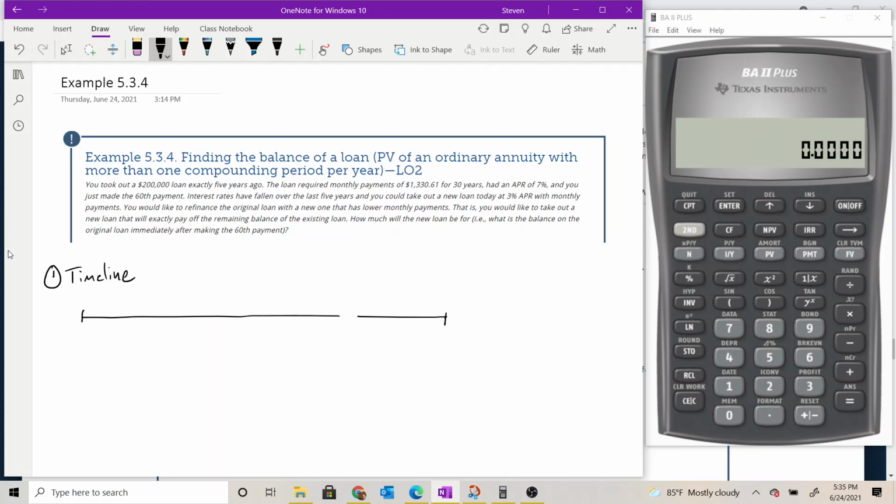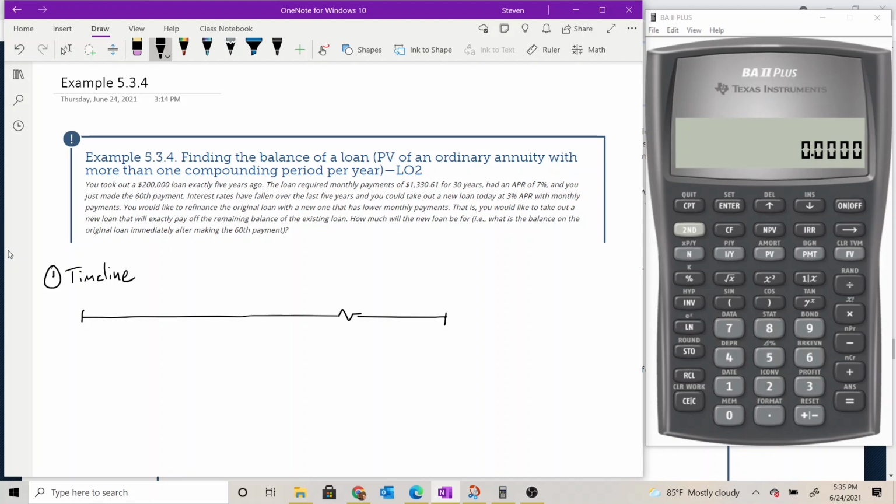We had a loan for $200,000 that we took out 5 years ago. The original loan was for 30 years, but we've been making monthly payments for 5 years. So that means we've made 60 payments over the last 5 years. 5 times 12 is 60. The timeline that we're going to draw, though, is not for that original loan. The timeline we need to evaluate is what payments remain on the loan.